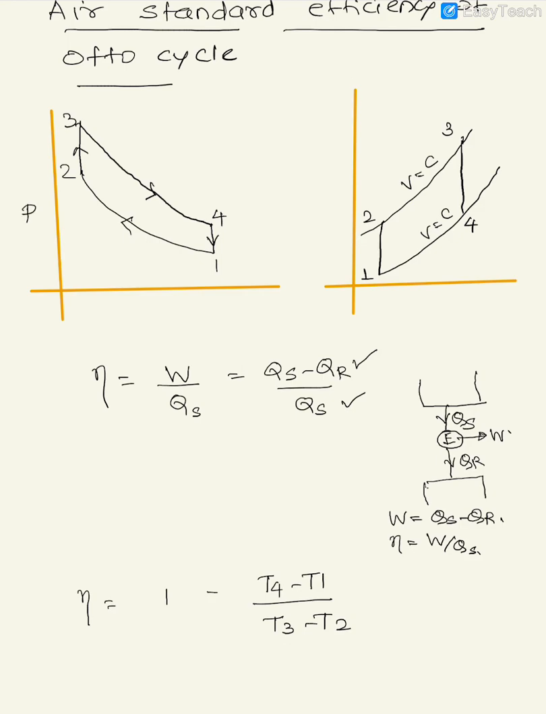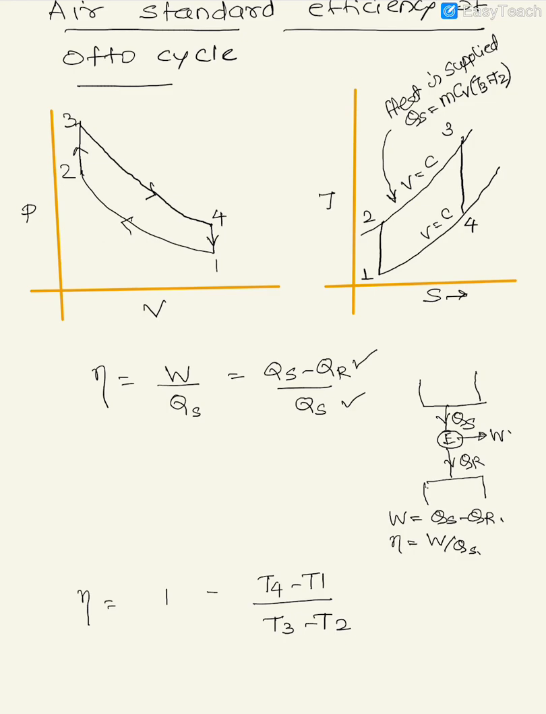Now in the Otto cycle, this is the pressure volume diagram, and this is the temperature entropy diagram of the Otto cycle. We know that heat is supplied during the process 2 to 3, and this is supplied at constant volume. So heat supplied would be m into Cv, where Cv is the specific heat at constant volume, times the change in temperature. Because of heat supplied, the temperature increases from T2 to T3. So the temperature difference is T3 minus T2. This is the heat supplied.